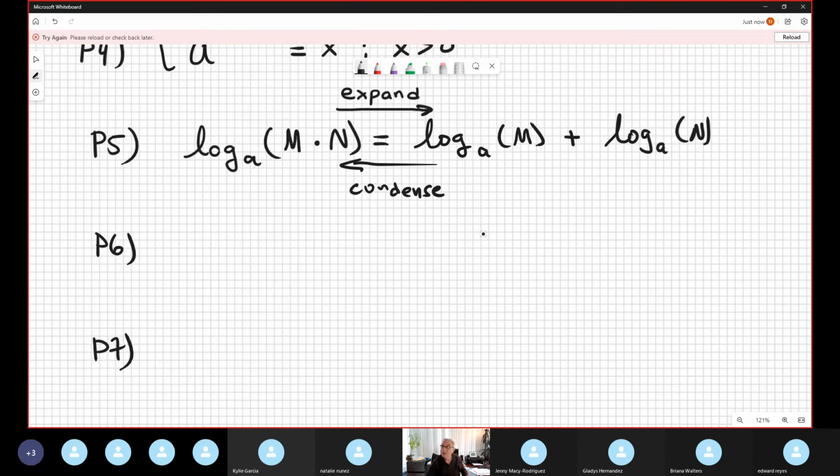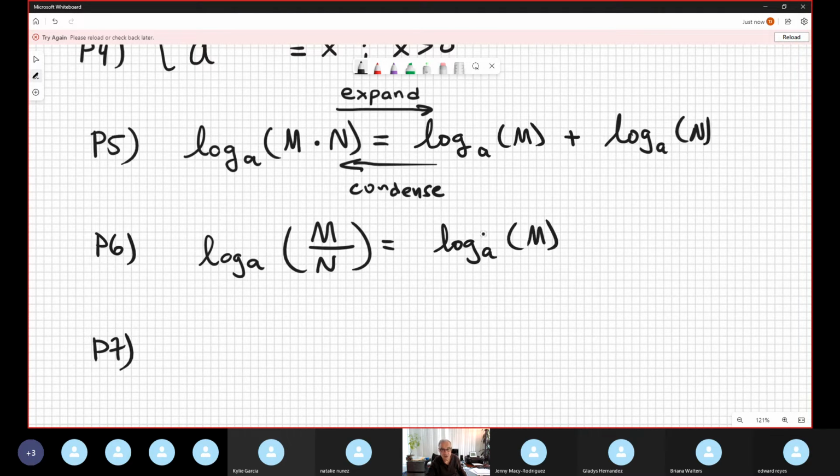And similarly, we are doing it with division: M divided by N is subtraction. So the expression on top is positive, and the expression on the bottom is negative. Okay, cool. Now, the logarithm property number 7 is super important. In my opinion, it's the most important property. Well, no. Number 7 and number 8.